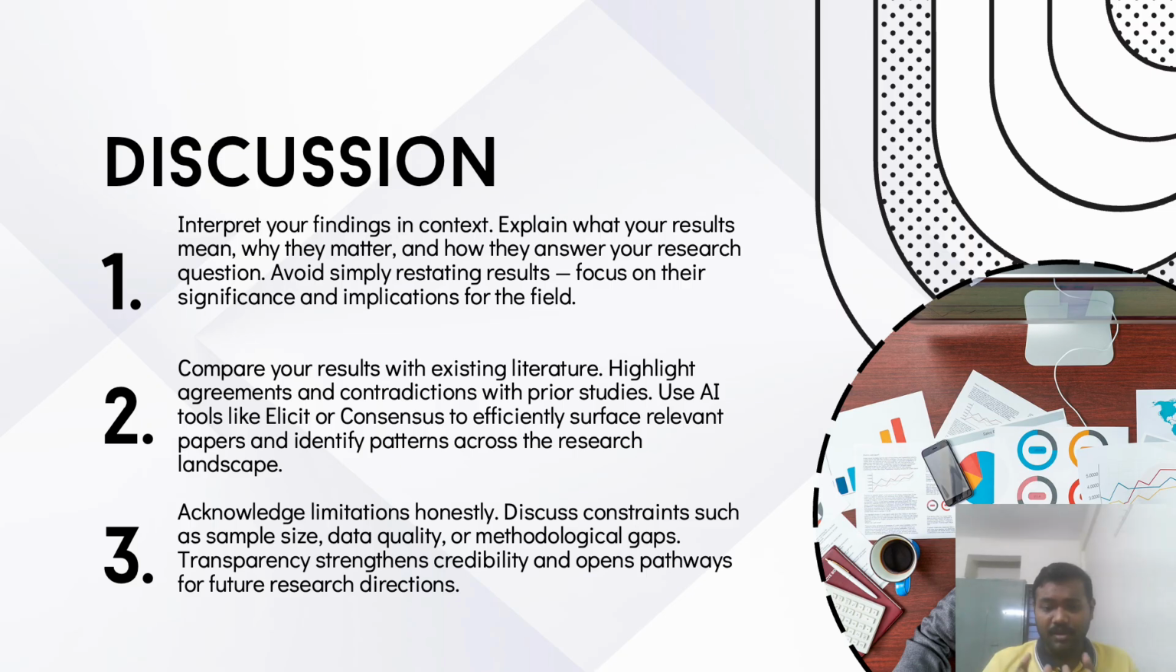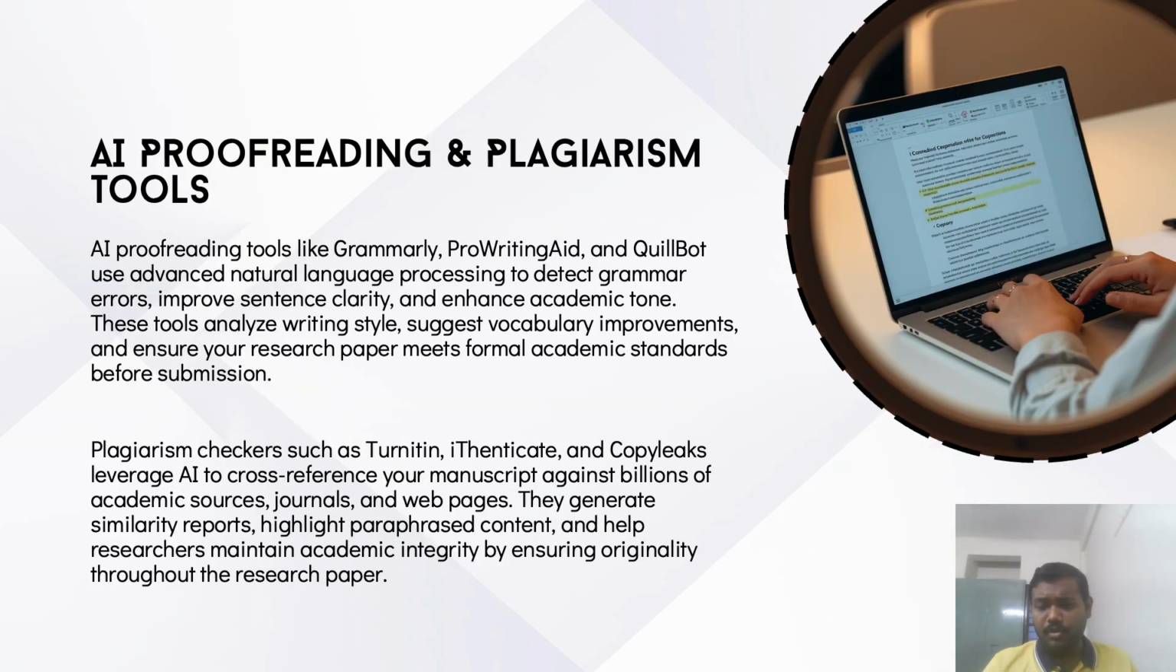Before submitting a manuscript, another crucial step remains: proofreading and plagiarism checking. This is one of the crucial items that we have to look at very, very carefully. We have AI-powered proofreading tools. We have Grammarly, Pro Writing Aid, Quillbot. They can help improve the grammar, sentence structure, readability, and overall writing integrity.